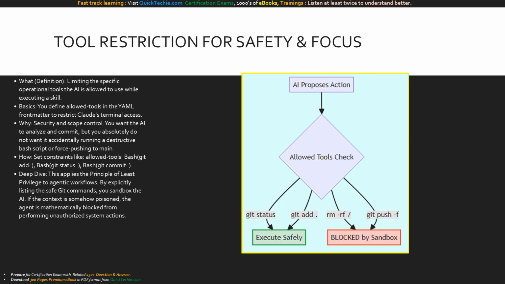A critical aspect of agentic workflows is tool restriction for safety. What does this mean? It means actively limiting which tools the AI can use during execution. The basics involve defining an allowed tools array in your YAML front matter. Why is this mandatory? For security and scope control.